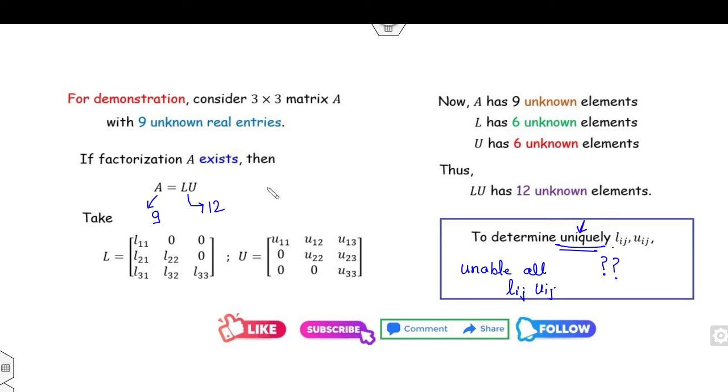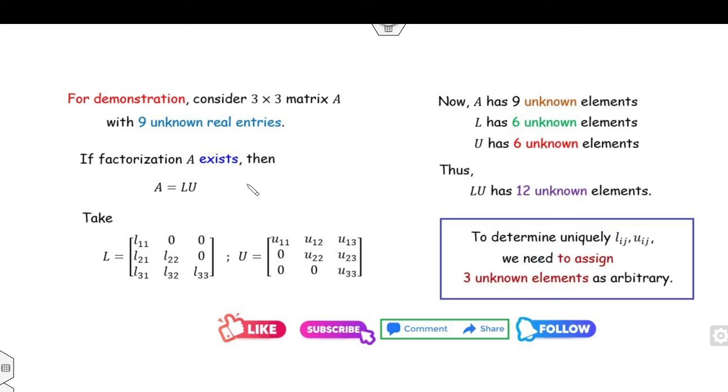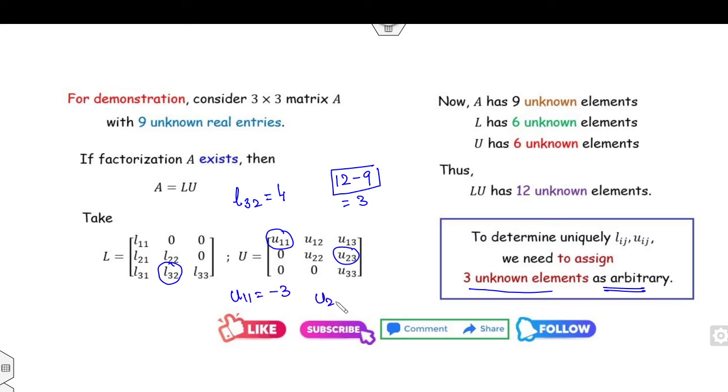So for that case, if I take the difference between 12 and 9, that is 3, and I assign 3 unknown elements, one element this, second element this, third element this, to any arbitrary value. So my target is to assign any 3 of the unknown elements to be arbitrary values. You may assign L32 as 4, U11 as minus 3, U23 as 0. That is totally your choice.